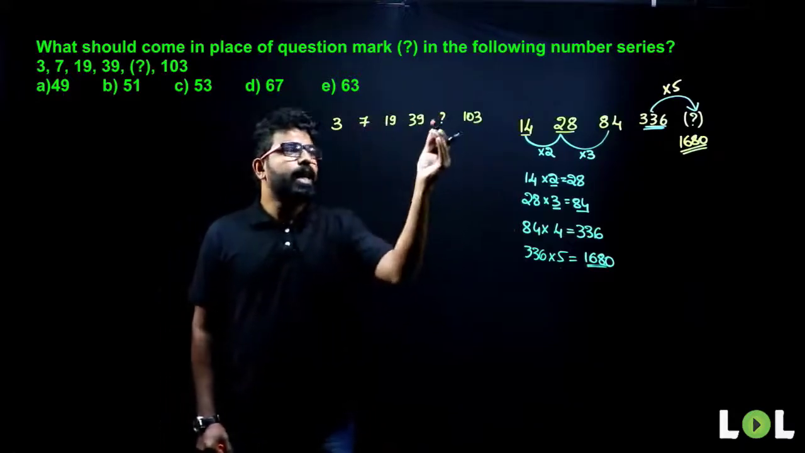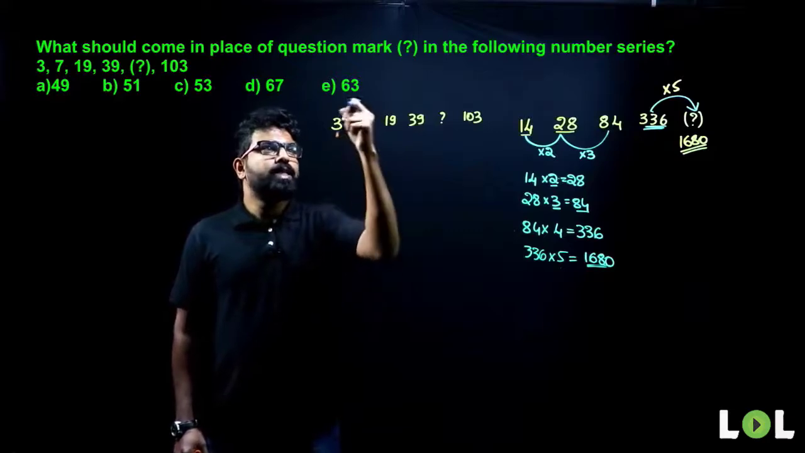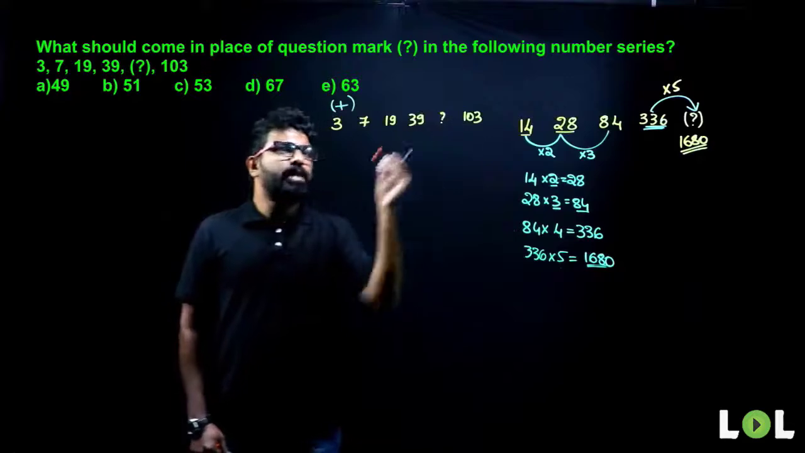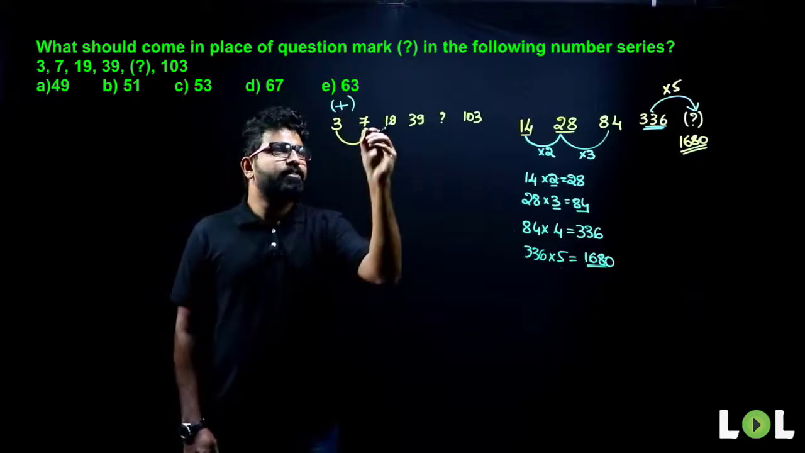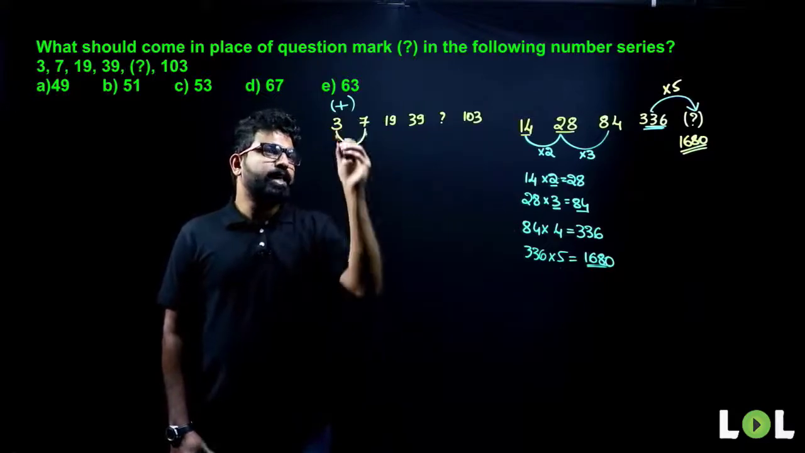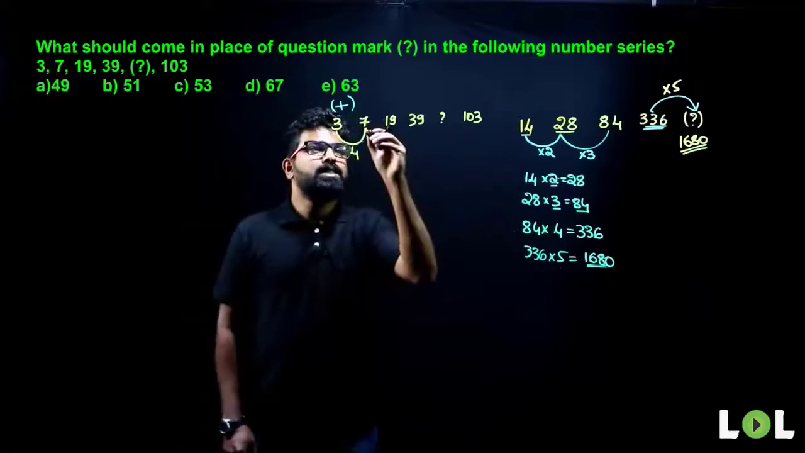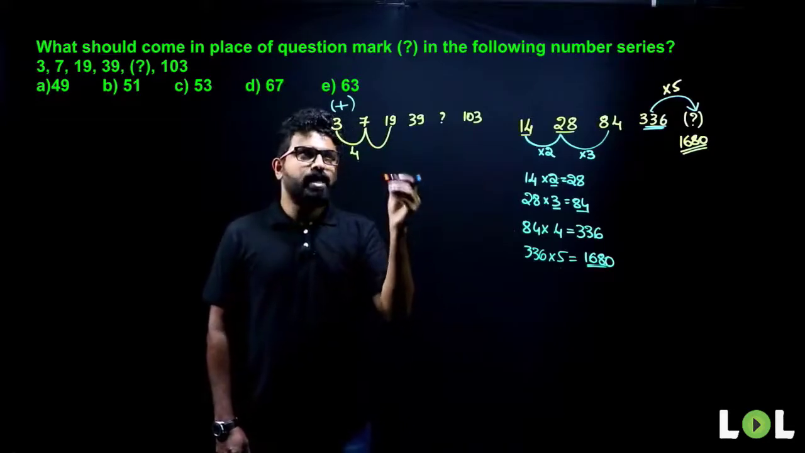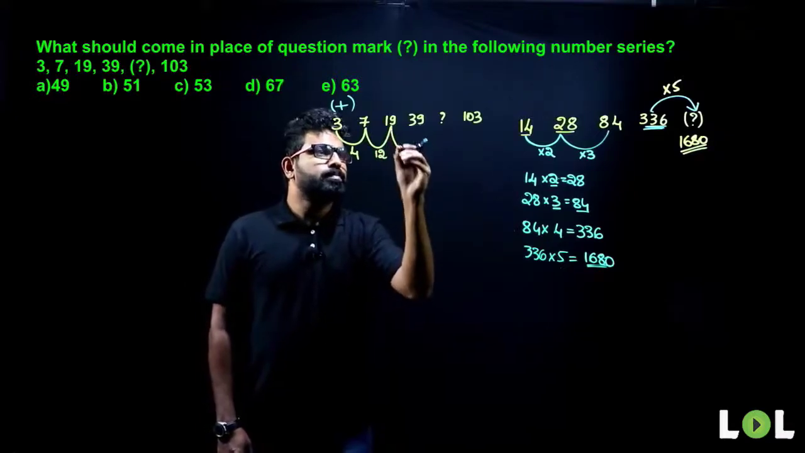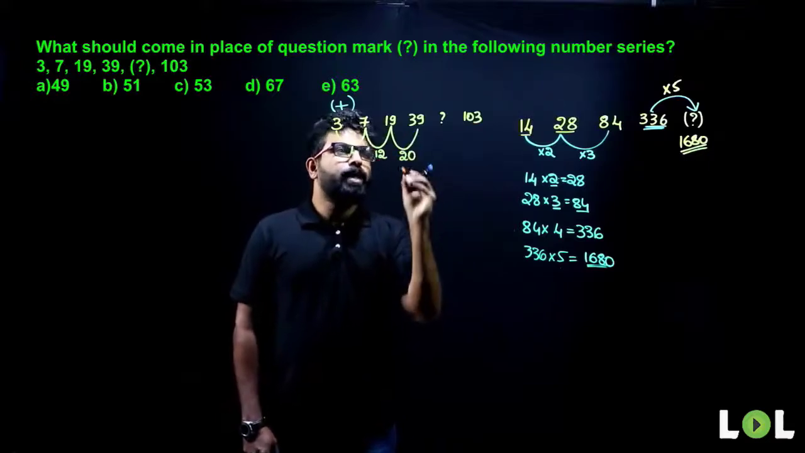Look at the terms. They're increasing gradually, and the difference is not very big. So there is addition involved within the series. Since there is addition involved, I'll quickly start taking the difference here. What is the difference between 3 and 7? 7 minus 3 gives me 4, or 3 plus 4 gives me 7. Now 7 and 19. 7 plus 12 gives me 19. So 19 to 39, the difference here would be 20.